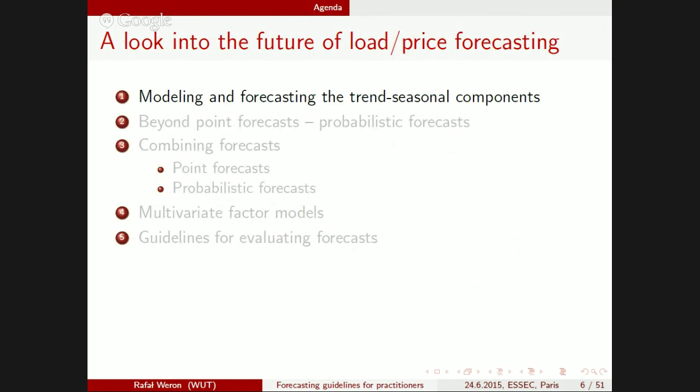Now in the later part of the talk, I will discuss 5 issues that, in my opinion, are things that will be developed or are being developed currently, or will need to be developed more in the near future, that are related to load or price forecasting. So the 5 issues are the modeling and forecasting of the trend-seasonal components. This has been to a large extent ignored in the price forecasting literature. Then we talk about probabilistic forecasts, combining forecasts, multivariate models, and finally evaluating forecasts. So all these issues require more attention, and I will go over each of those in the next slides.